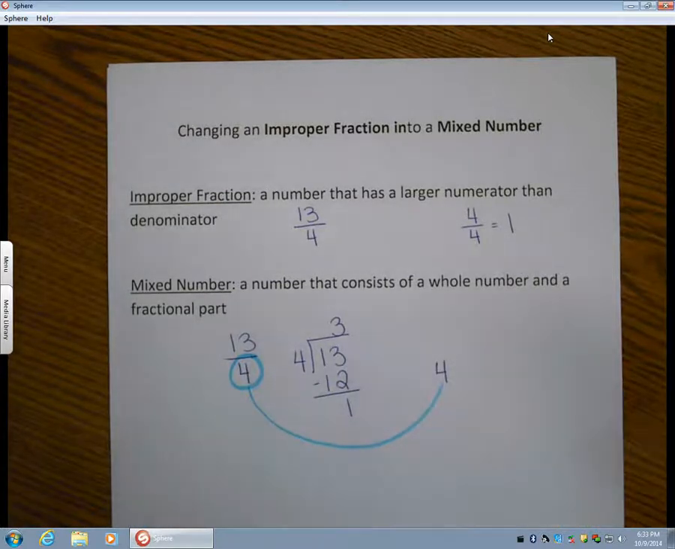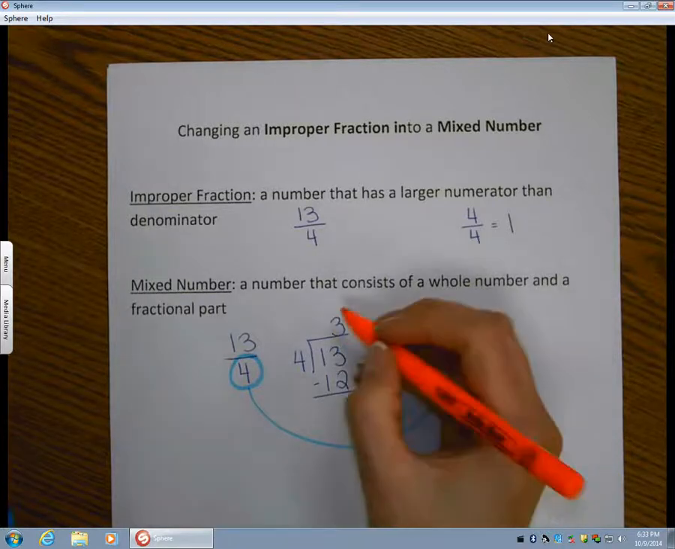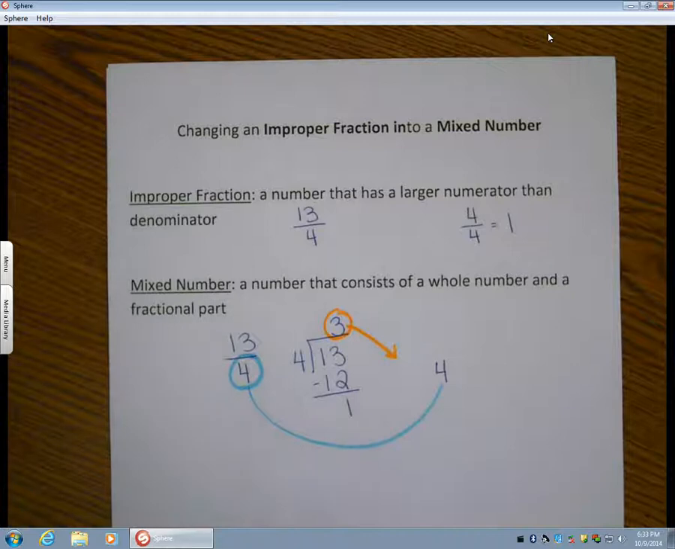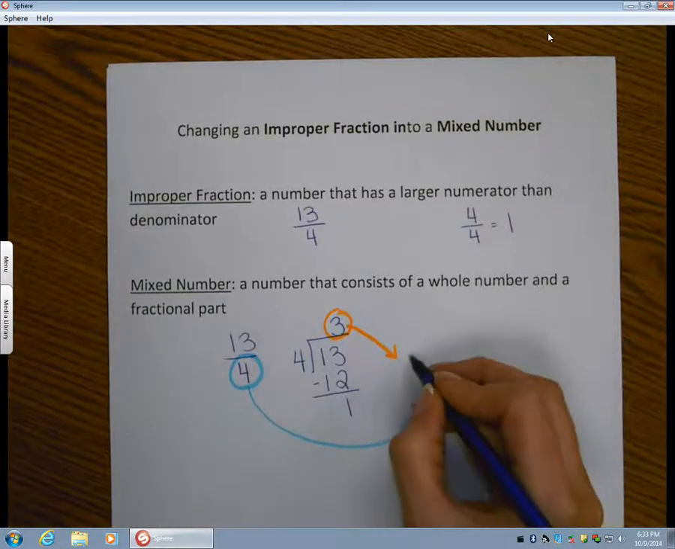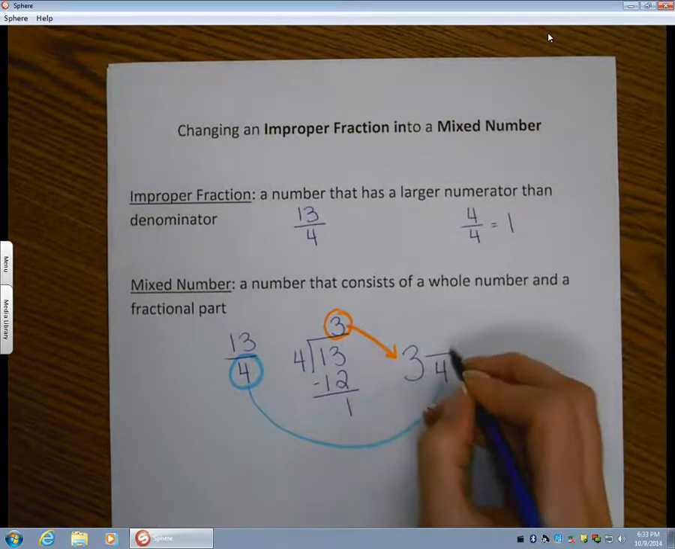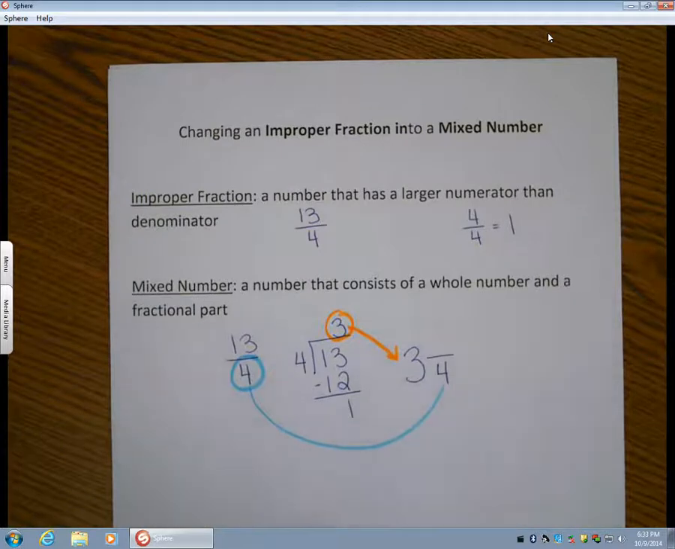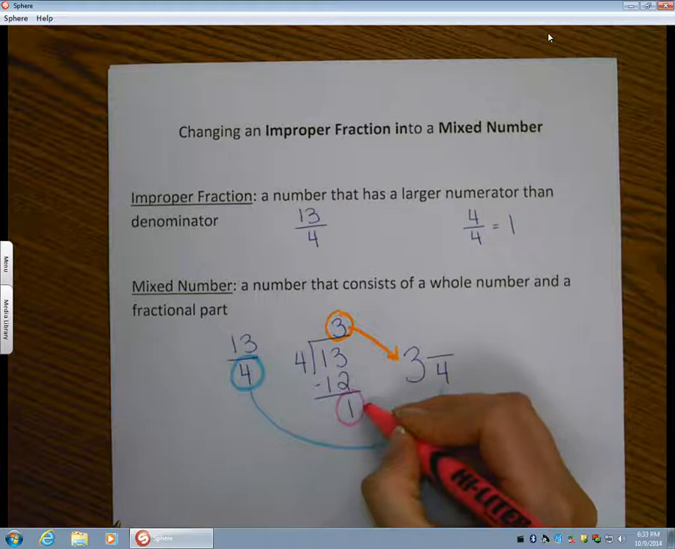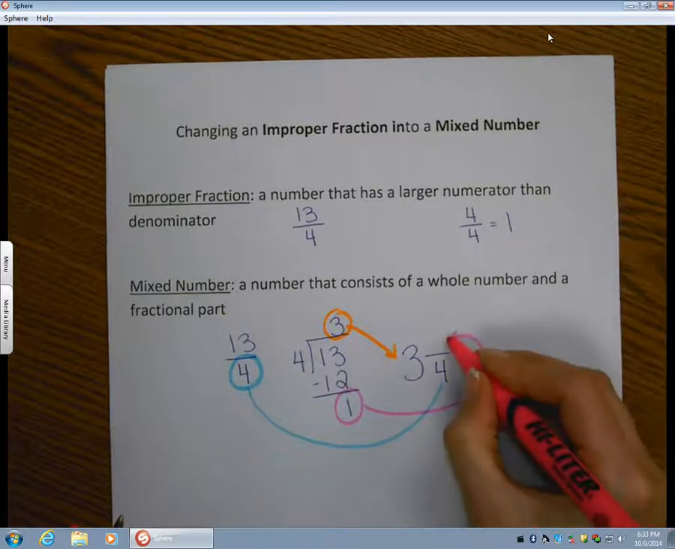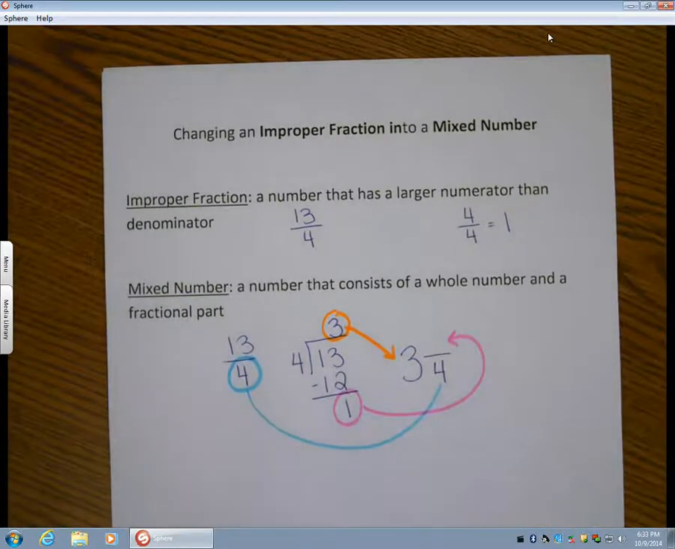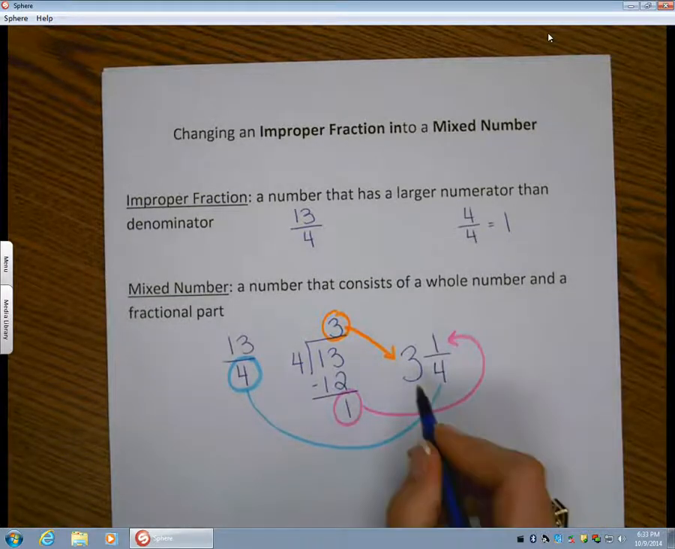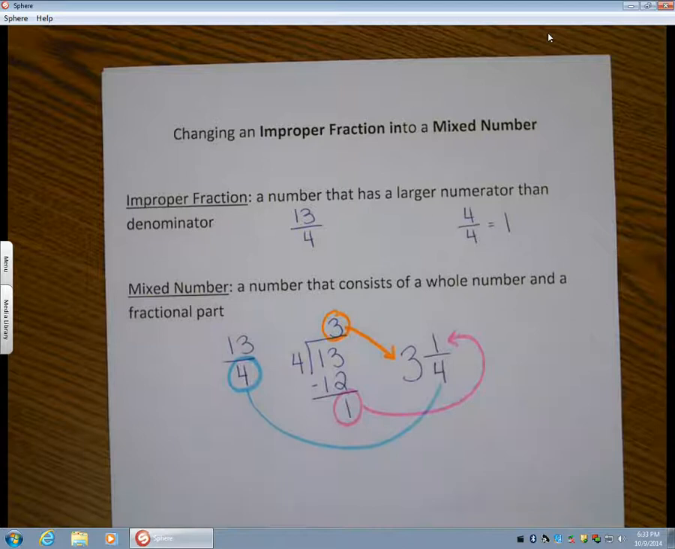Our answer from our division problem becomes our whole number, because that's how many equal groups of 4 we were able to make. The 1 that's left over becomes our numerator, because I was not able to make another group of 4 using that 1. Three and 1/4.